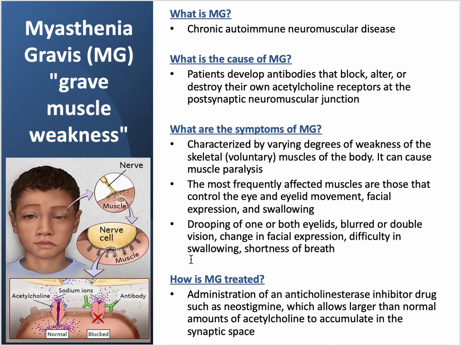But one of the ways that myasthenia gravis can be treated is by administration of an acetylcholine esterase inhibiting drug. And again, back to that pathway we just talked about, if you inhibit the enzyme that breaks down acetylcholine, you'll have larger than normal amounts of acetylcholine accumulating in the synaptic space, leading to a greater likelihood of acetylcholine binding to the receptors that are functioning properly and getting appropriate muscle contraction.